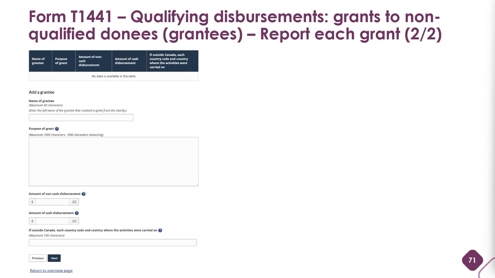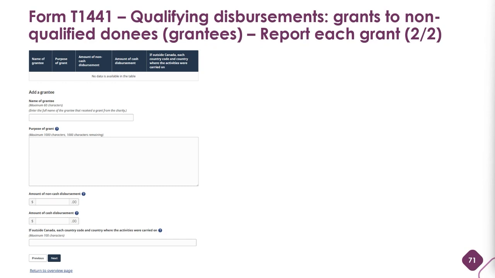Under Amount of Cash Disbursements, enter the amount of all cash disbursements made to the grantee. Report all amounts in Canadian dollars valued at the time of the expenditure. Under Amount of Non-Cash Disbursements, enter the amount of all non-cash disbursements made to the grantee. Amounts must be the fair market value of the resources in Canadian dollars. Examples of non-cash resources include property such as land, artwork, equipment, and pharmaceuticals.